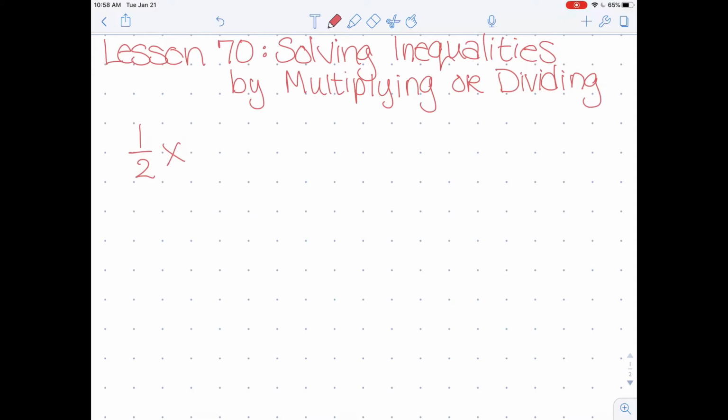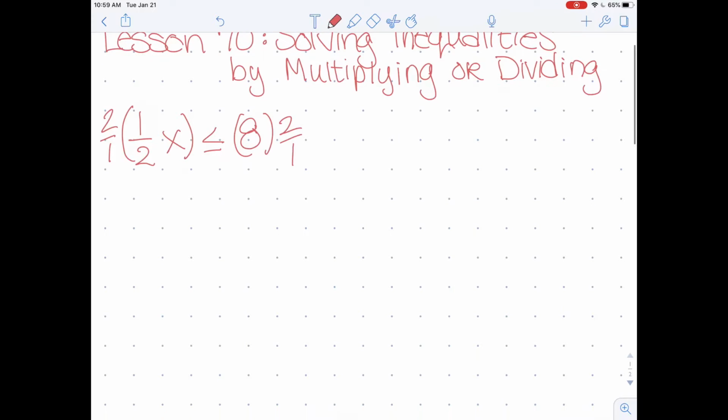If we have 1/2 times x is greater than or equal to 8. Just like before, if we had x plus 2 is less than or equal to 8, since it was plus 2, we subtracted 2 to get rid of it. Since it's times 1/2, we need to divide by 1/2. But when we divide by fractions, we just multiply by the reciprocal. So we're going to take everything times 2 over 1. That makes this cancel out, so we have x is greater than or equal to 8 times 2 divided by 1, which is 16.